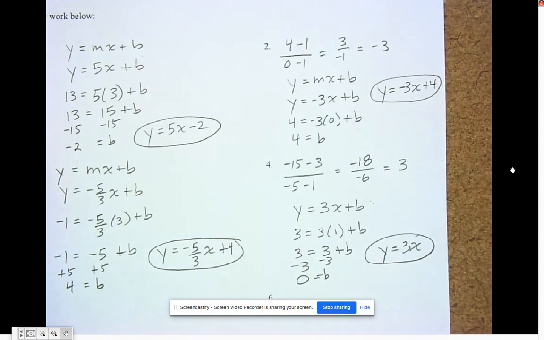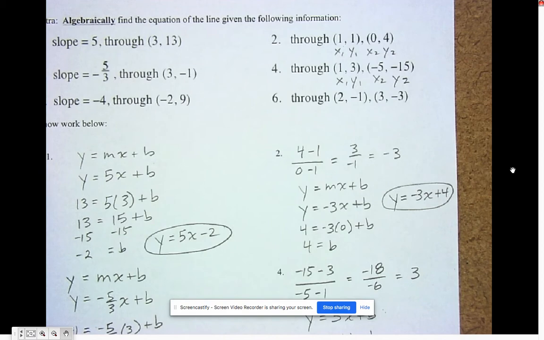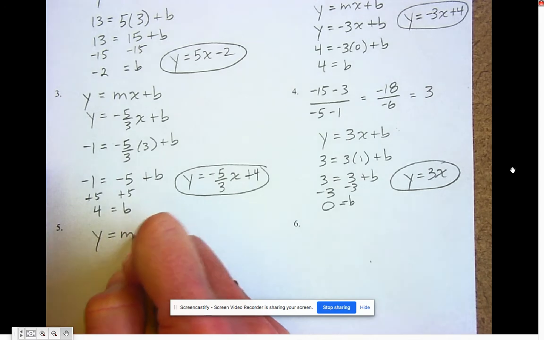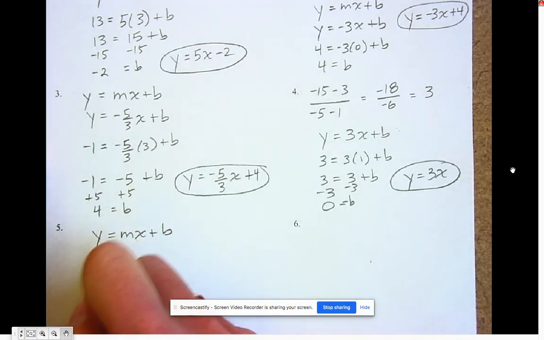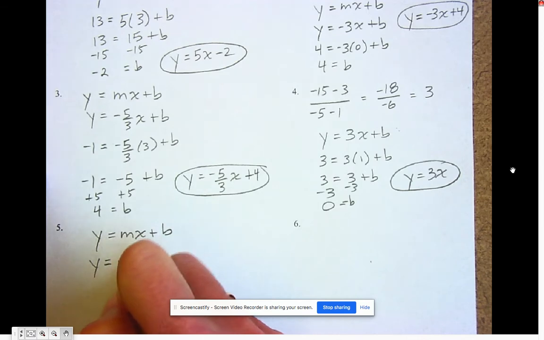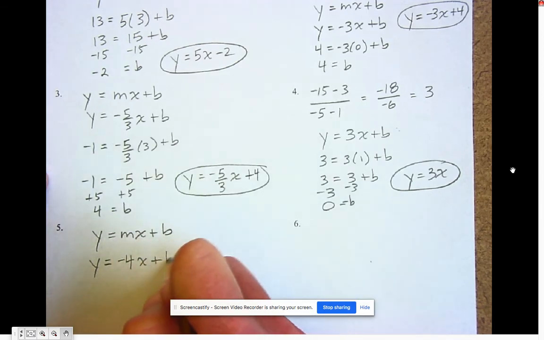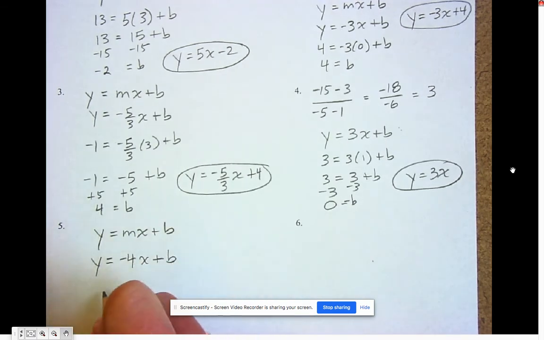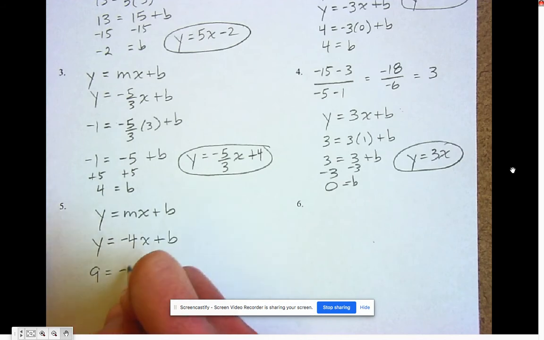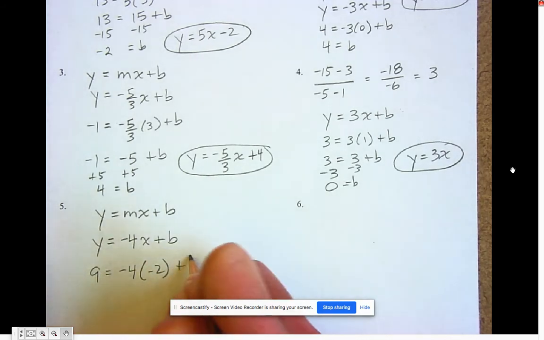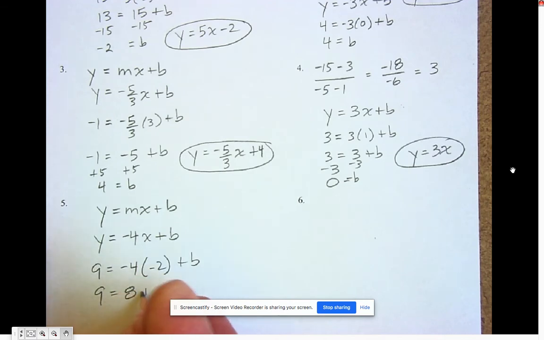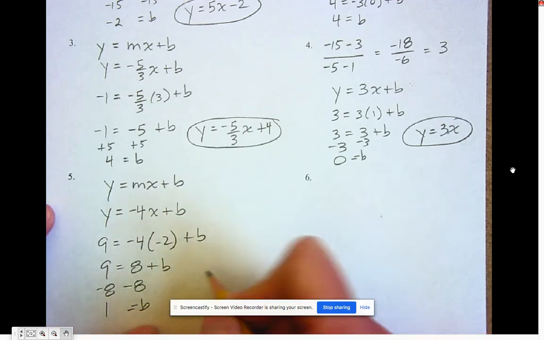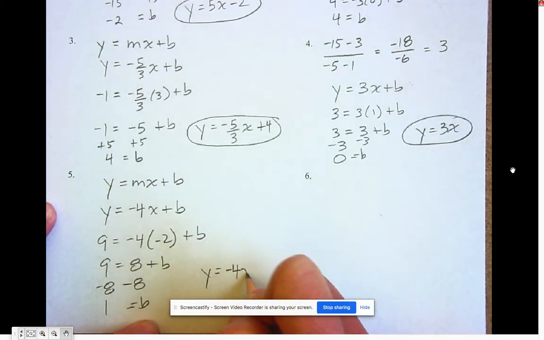Okay, so for number 5, it tells me the slope is negative 4 going through the point (negative 2, 9). So I'm going to start with y equals mx plus b. And I know my parameter of m is negative 4. I don't know the parameter of b, but I'm going to replace y with 9 and x with negative 2. So 9 is equal to negative 4 times negative 2 plus b. 9 is equal to 8 plus b. I'm going to subtract 8 from both sides, so b is equal to 1. So my equation is y is equal to negative 4x plus 1.